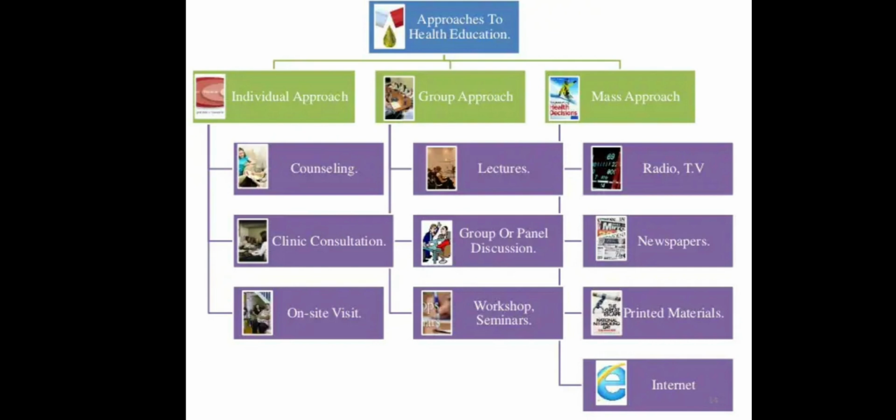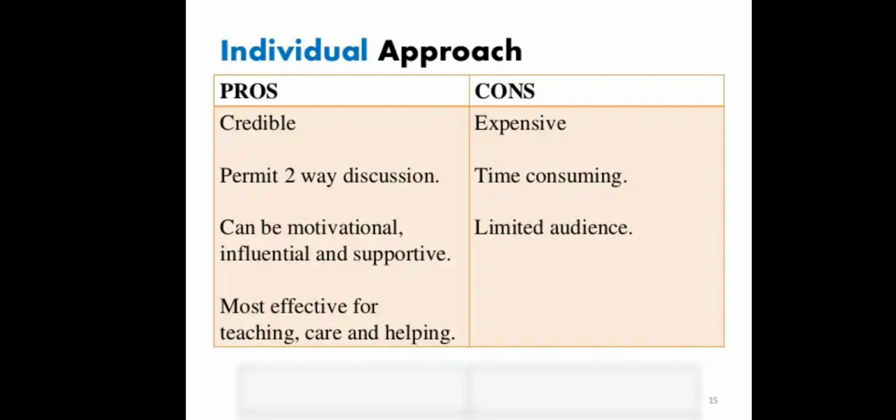Okay, so let's define the individual approach by its pros and cons. When we say pros and cons, it is the advantages and disadvantages of the approach. Of course, let's start with the advantages. The advantage of the individual approach is that it is credible. What do we mean by credible? When we say credible, it is a plan, a plan that might actually work.